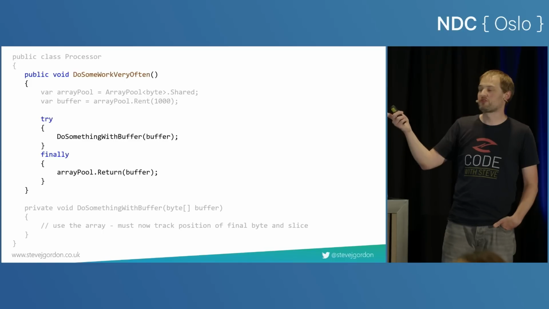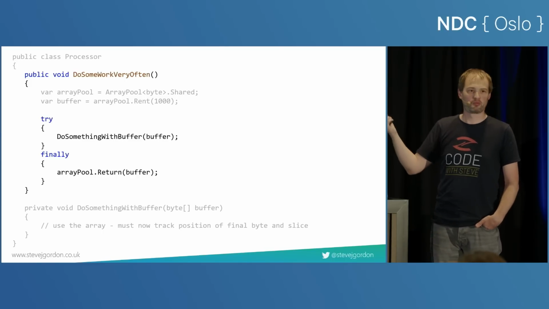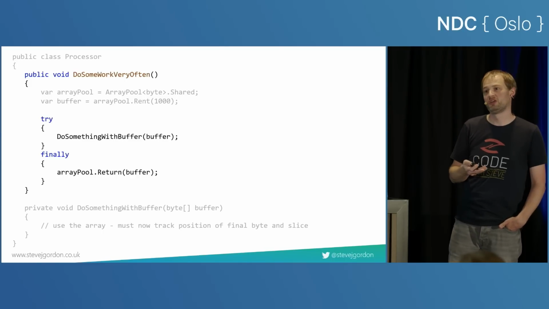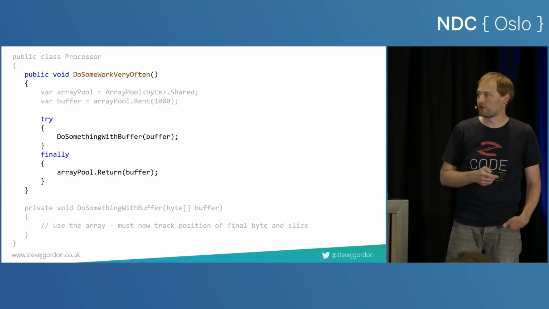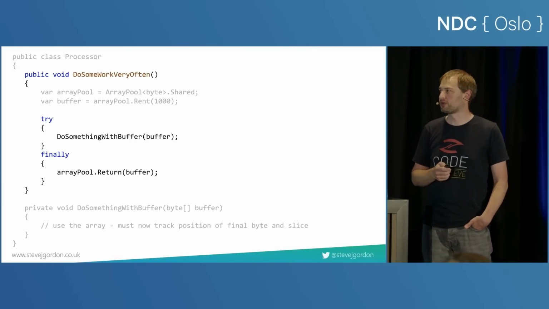We also need to make sure that we return it, because otherwise what's the point of having an array pool if the data is just never going to be returned to the pool. So typically the pattern for doing this is using a try finally block to make sure that we always return it.